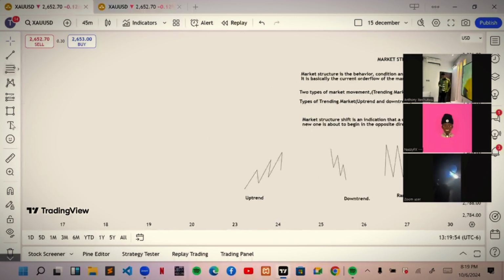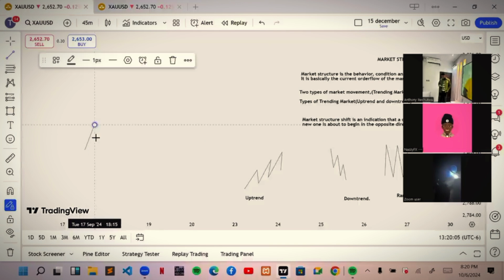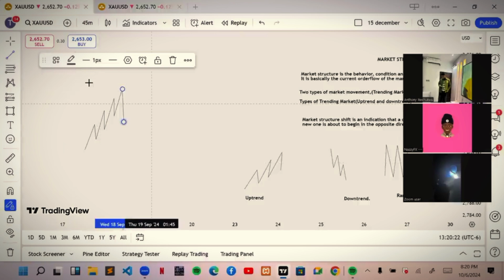So let me give you an indication of a market structure shift. Let's say, for example, that price was previously on an uptrend. You see the market making a series of higher highs and higher lows, higher highs and higher lows, higher highs and higher lows, higher highs. The market does something like this. Instead of making another higher low to continue the uptrend, the market does something like this. Now, if you're not paying attention, the market structure has shifted. That's why it's called market structure shift.